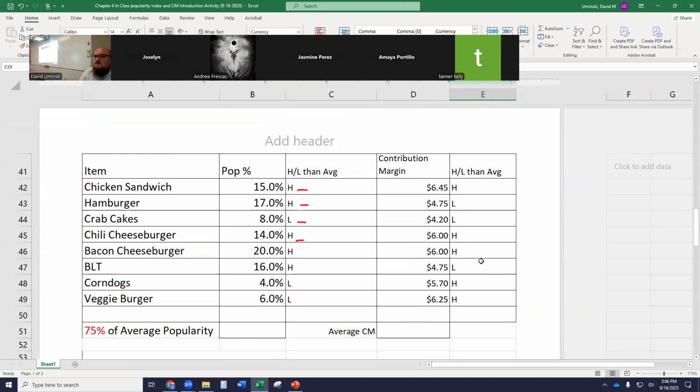5.51. And then we compare each one of these items to it. The biggest mistake that I see students make is they compare the 5.51 to the 6.45 and say it's lower. But you have to compare the 6.45 to the 5.51. You're comparing the item's number to the actual average. Can you repeat that? Yeah. The mistake that a lot of students make, let's take a look right here.